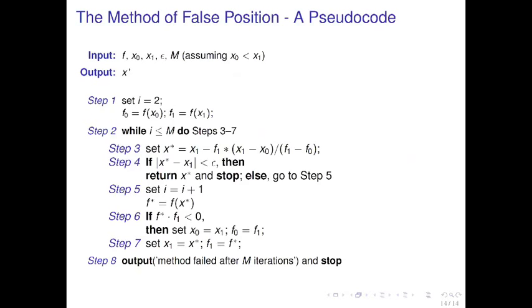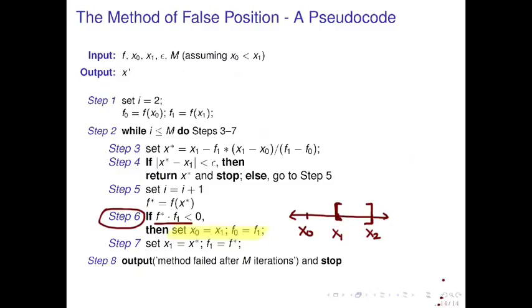The pseudocode for the method of false position is fairly identical to the pseudocode for the secant method, except there's one new step, step 6, for checking whether or not the estimates bracket a root. Once the two estimates are calculated, step 6 checks to see if the product of the function values of the two previous estimated roots is less than 0. If it is, that means it actually brackets a root.